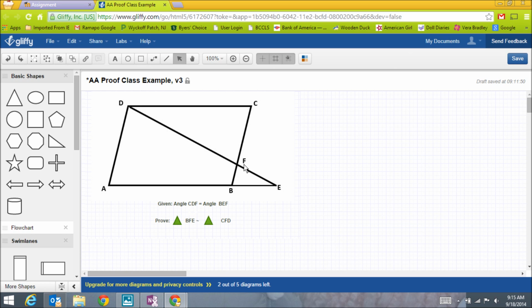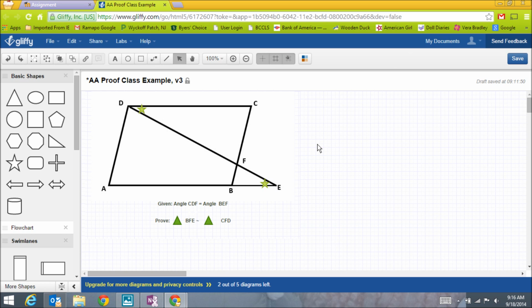To mark that these two angles are congruent, I'm going to use one of the Gliffy shapes to show that these angles are congruent to one another. I'm going to take one of these green stars and just click on it and make it smaller. I'm going to put one in each of the vertexes of those two angles so we can remember that those two have already been marked congruent. I'm going to copy and paste it. I'm going to put it in angle D as well as angle E.